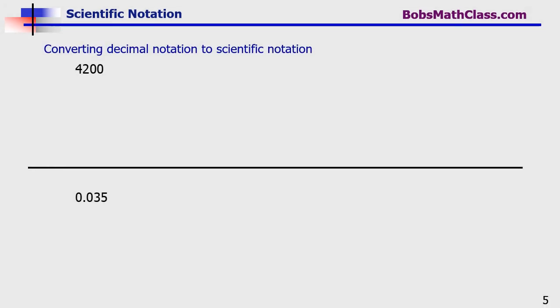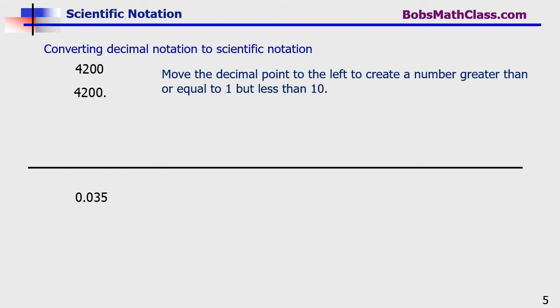Now we're going to go backwards. We're going to convert from decimal notation to scientific notation. So 4,200. All right, what do we want to do first? Let's put the decimal point just so that we can see it. And then we want to move the decimal point to the left to create a number greater than or equal to 1, but less than 10. So we got to move it over. Let's see. Would we want it after the 2 or before the 2? You want it before the 2, right? After the 4. So it becomes 4.2.